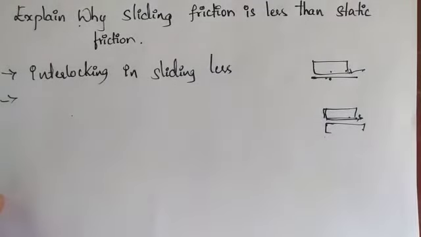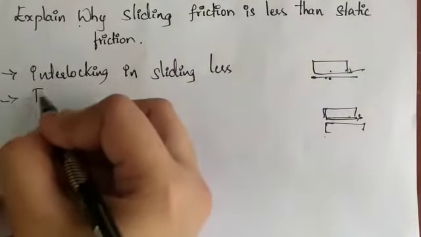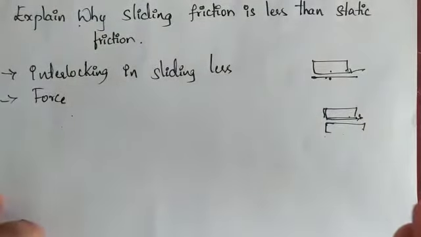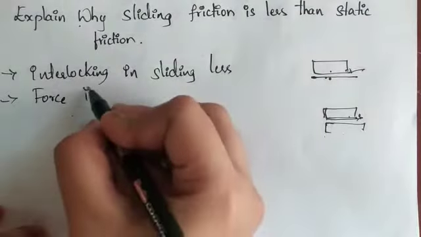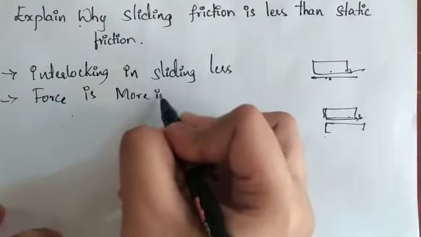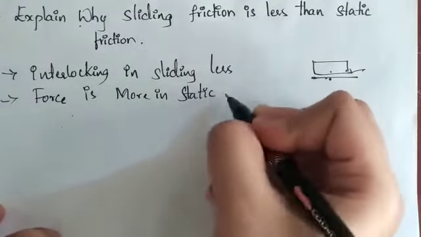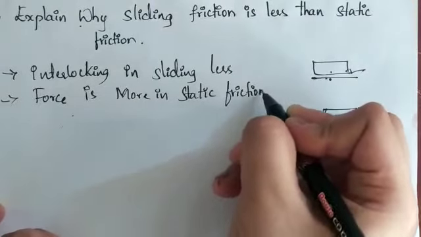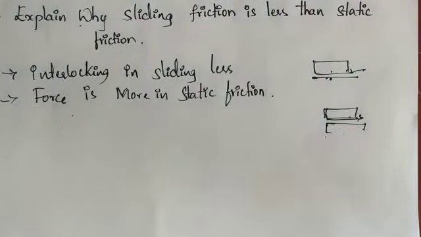Next, we have to write the force required to overcome this interlocking. To overcome static friction, we have to apply more force compared to sliding friction. Force is more in static friction. We want to apply more force because the interlocking in the case of static friction is more. Hence we say that sliding friction is less compared to static friction.